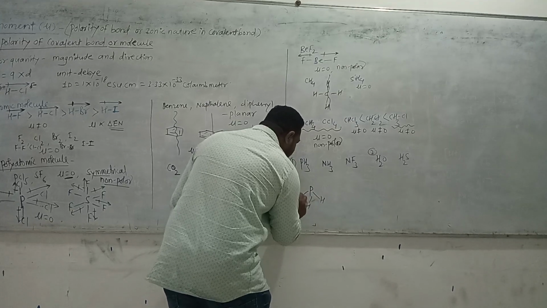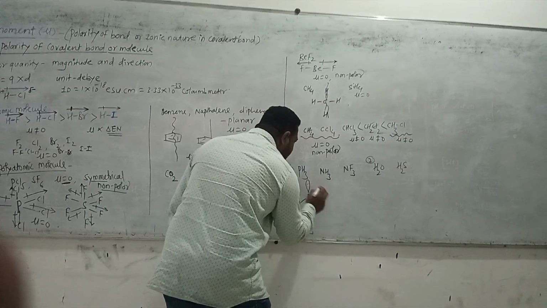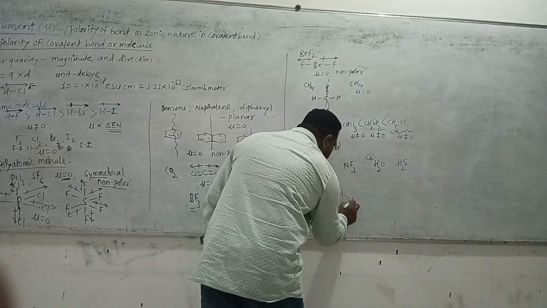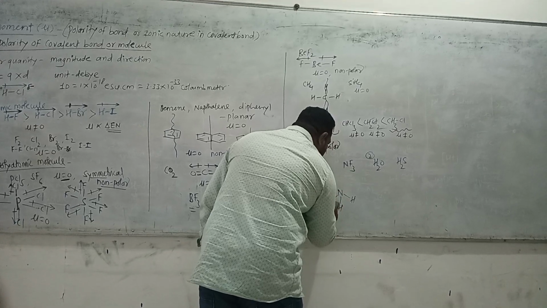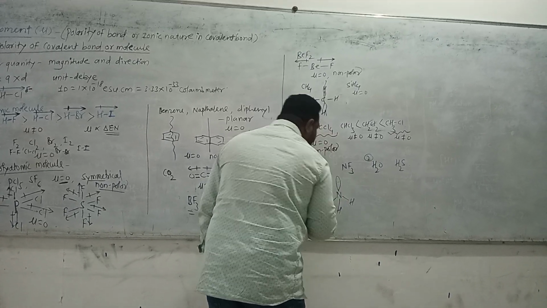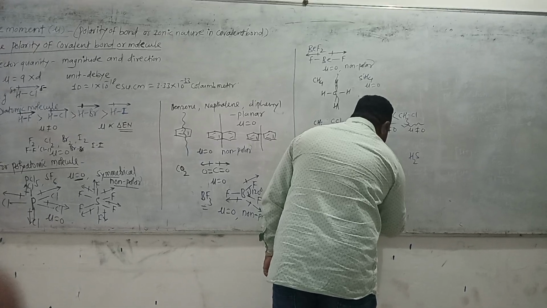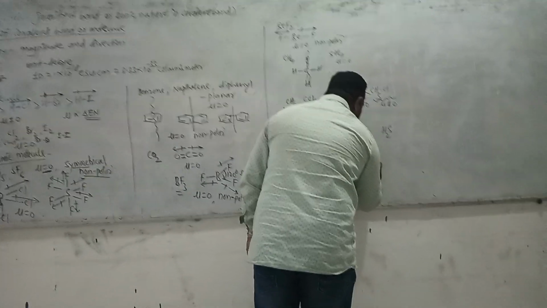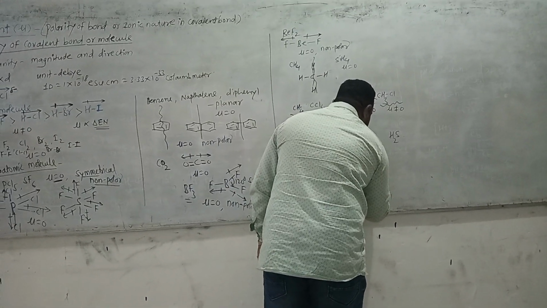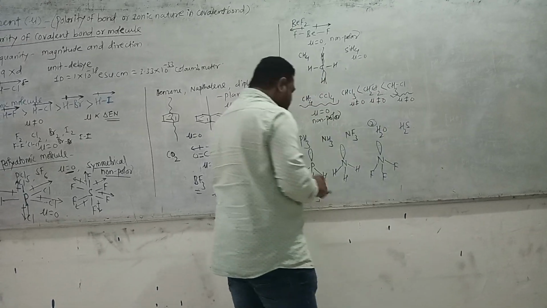Phosphorus hydrogen एक लोन पेयर होते हैं. Nitrogen hydrogen ये one lone pair होते हैं. These NH3 molecules have one lone pair on the nitrogen atom. In this case what happens?